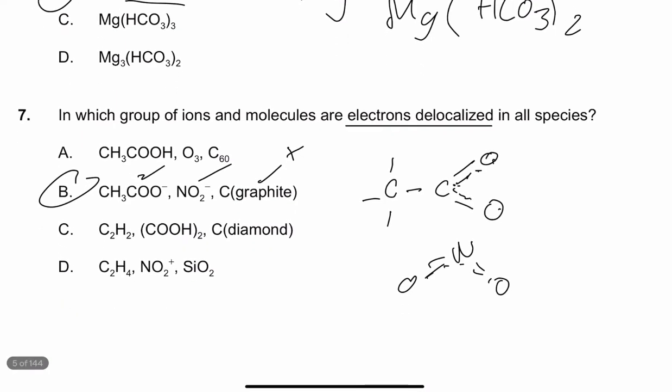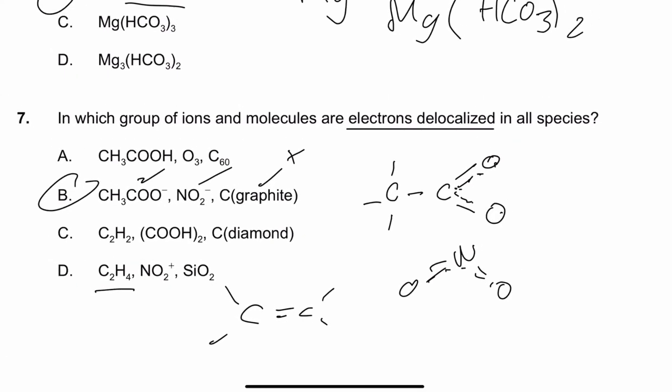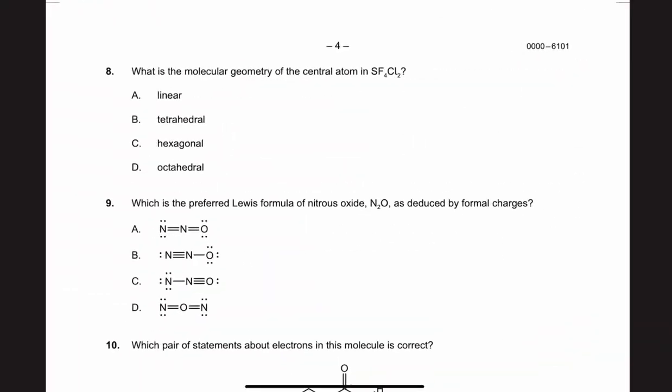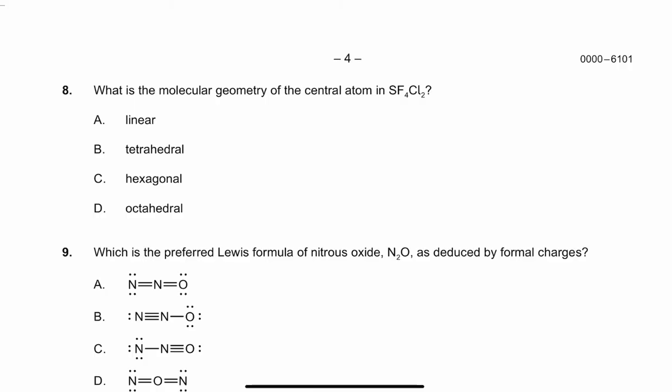And we know D is not right because, well, C2H4, yeah, we don't have anything there. So B is correct. Just draw it out. If you're struggling to do it, just draw it out. There's no point stressing or worrying about it, just draw it out.